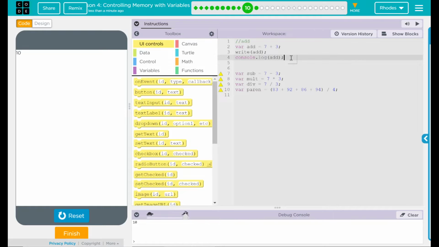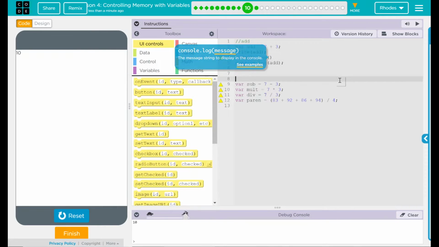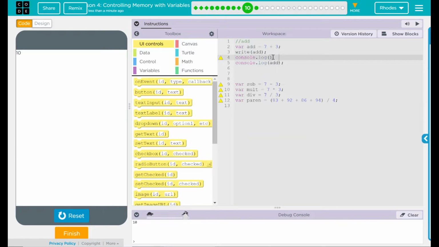I could also add some text in here. Let's add what we're actually doing. So I'm going to do console.log here again. And what am I going to write? I want quotation marks because I want it outputted the same exact way. And let's just say what we're doing. What is 3 added to 7? Quotation marks. Don't forget your semicolon. When I hit run, I should get 10 and 10.